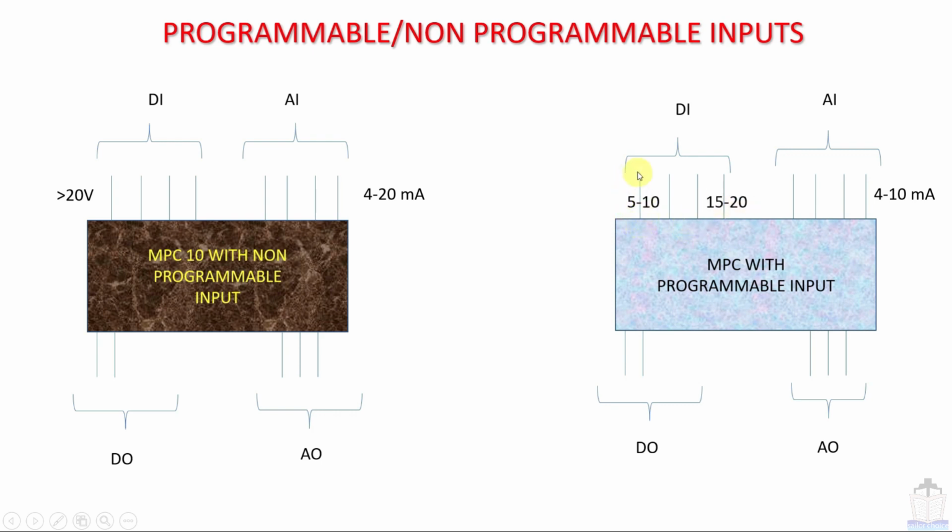Similarly, here in this channel I will make it to read between 5 to 10 voltage. So I can customize depending upon my choice. So that is called the programmable inputs, and that can be done only with the help of software. So here in MPC 10 everything is fixed, you cannot change, but here in MPC it is variable. So this is the difference between the programmable and non-programmable inputs.